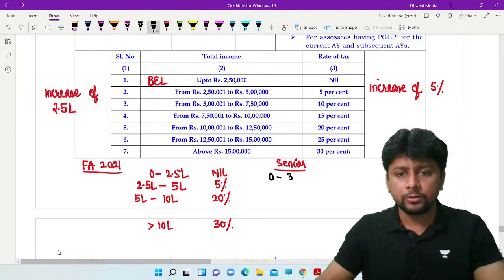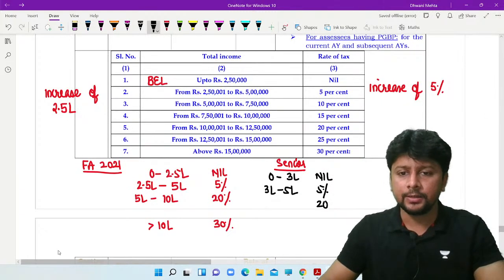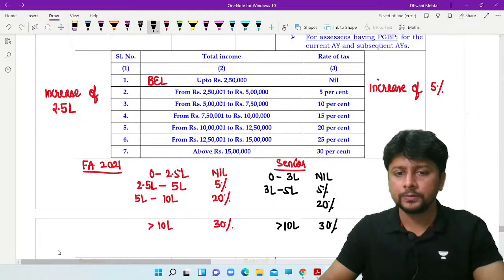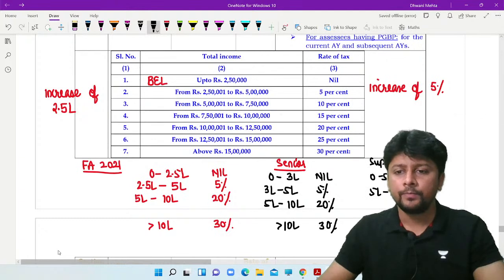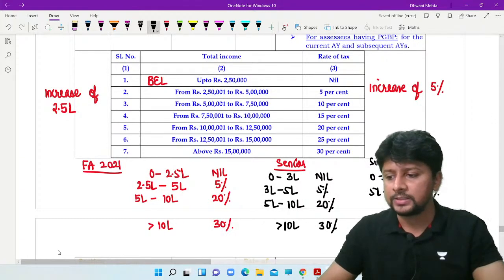So 0 to 3 lakhs, no tax. 3 lakhs to 5 lakhs, 5%, then 20%, and 30% for income above 10 lakhs. And for somebody who is a super senior citizen, the first 5 lakh is exempt. Then from 5 to 10, you would pay tax at 20%, and above 10, you would pay tax at 30%.